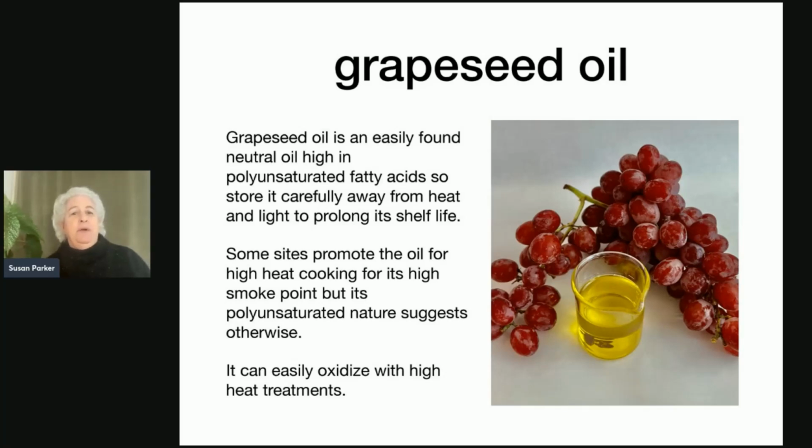And grapeseed oil. Grapeseed oil is an easily found neutral oil high in polyunsaturated fatty acids, so store it away from heat and light to prolong its shelf life. Some sites promote the oil for high heat cooking because it has a high smoke point, but its polyunsaturated nature makes that not such a great idea. It can easily oxidize with high heat treatments.